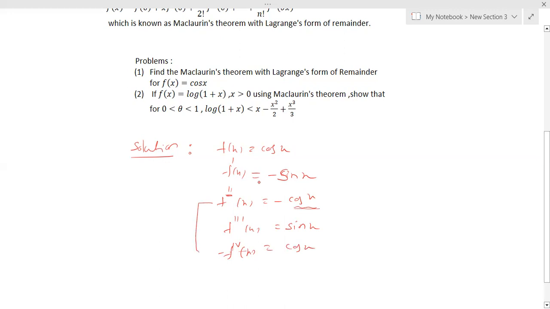Even means without derivative is also the zero derivative. f of x is called the zero derivative. So you observe the even derivatives. Four times derivative becomes cos x. First derivative becomes minus sin x. Second derivative becomes minus cos x. So usually the nth derivative of cos x becomes cos of n pi by 2 plus x.